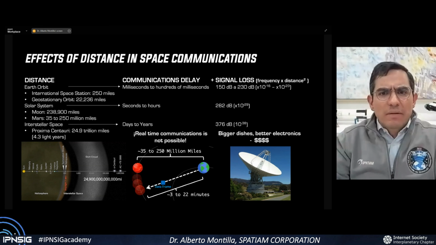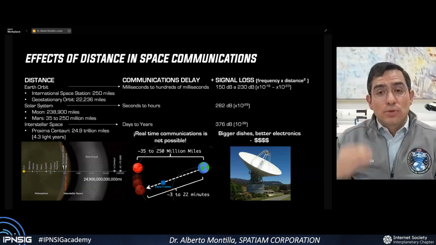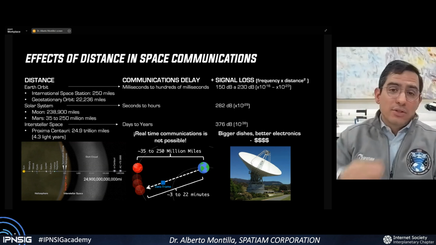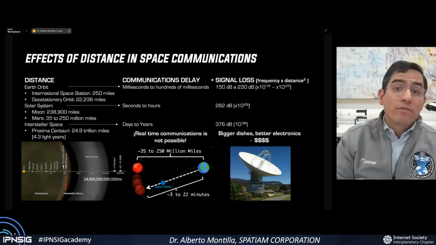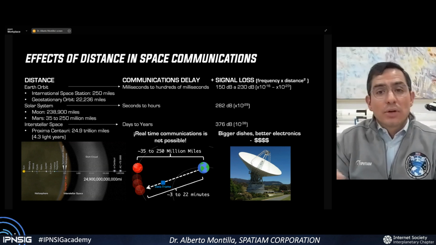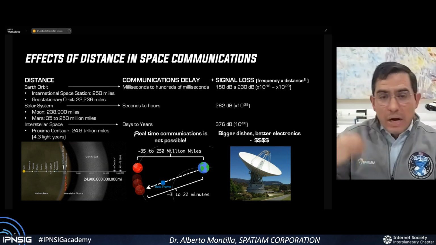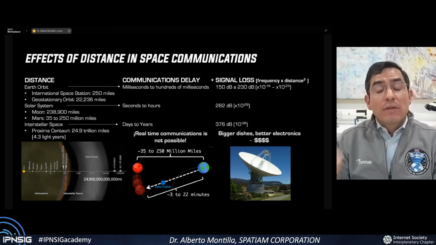But it's not only the fact of real estate or how big the antennas are, but also the electronics. We start talking about electronics that require close to zero noise, or very, very low noise, and because of the laws of thermodynamics, that means that you need to put those electronics at very, very low temperature, which is cryogenic electronics, and that also has a cost implication to it.